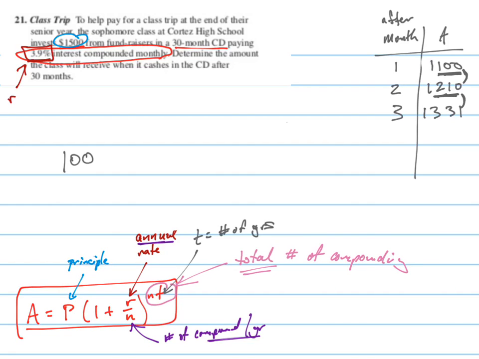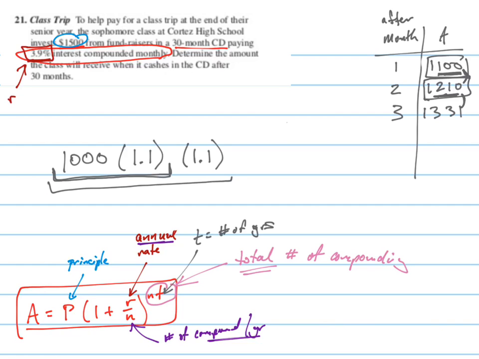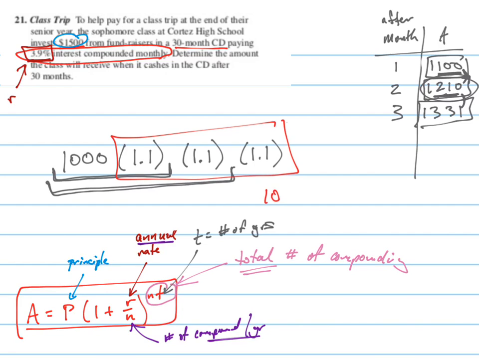So if I took $1,000 and multiplied it by 1.1 one time, I'm going to get that number there. But then if I took that new number and multiplied it by that 1.1 again, which is what I just did, I'll get that number. And if I multiplied that number, 1210, by 1.1 again, I'll get that number. Well, what's this the same as doing? It's the same as saying 1,000 times 1.1 to the third power. And that's what we're doing with this formula here.